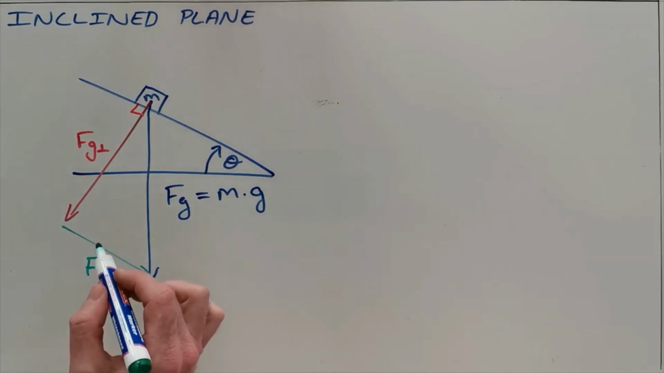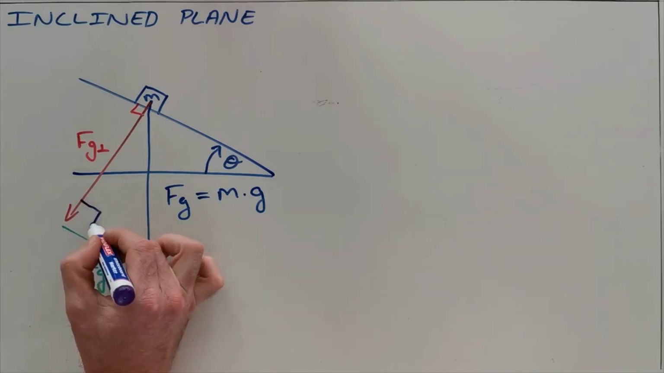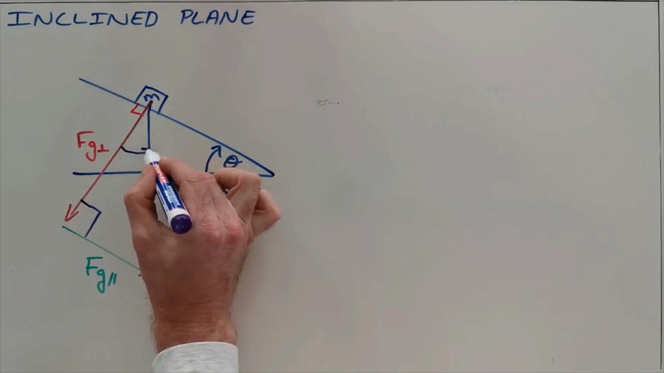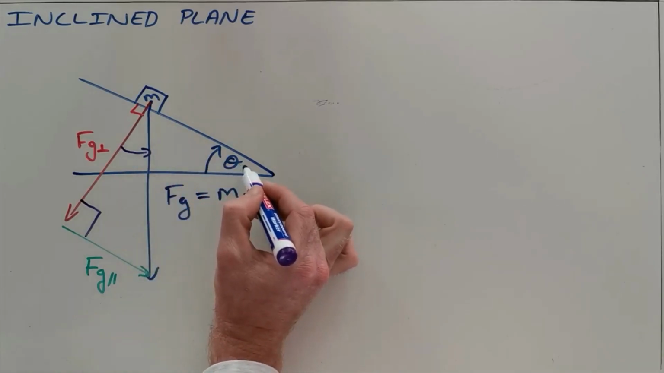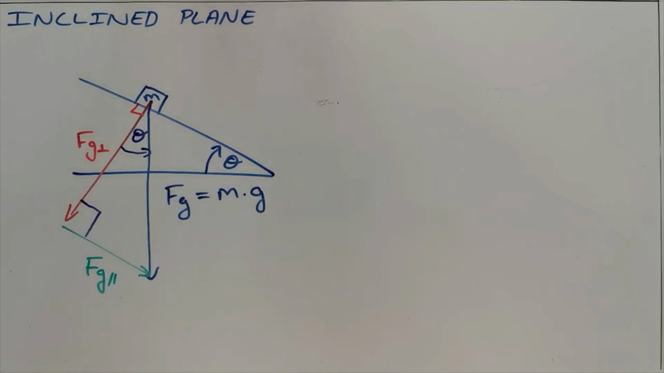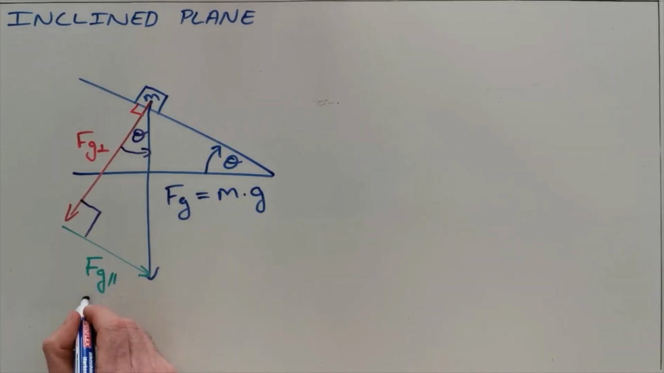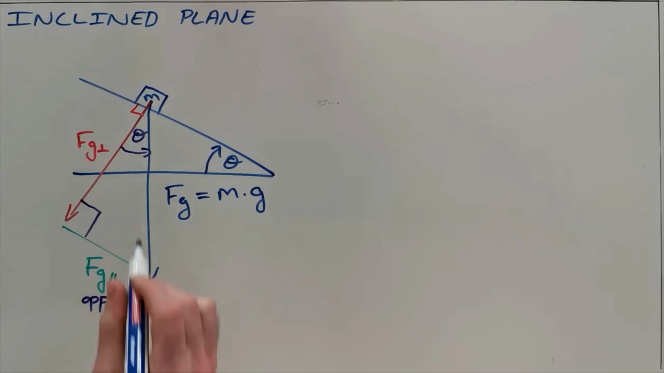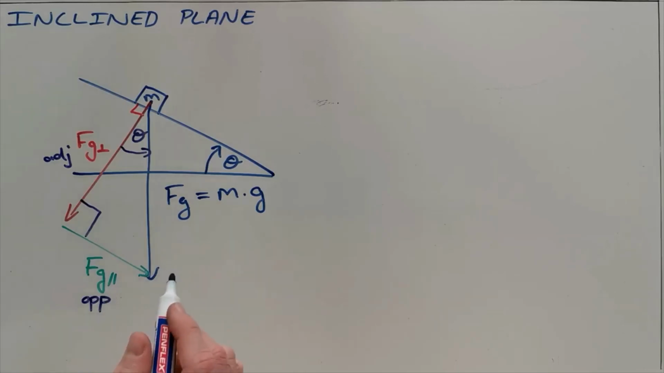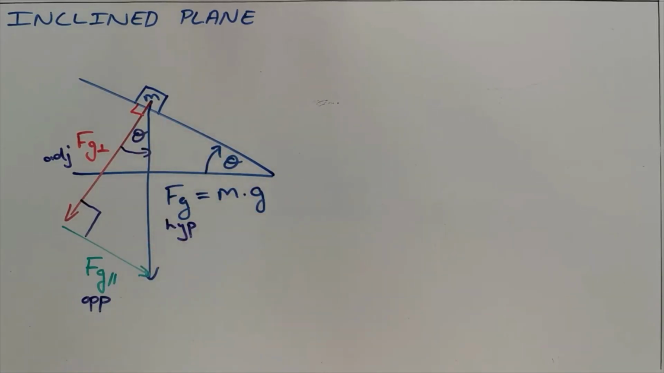What we have now done is we have created a right-angled triangle, with the right angle being here. We can use geometry to find that this angle theta that the slope is inclined at is also equal to this angle theta over here. And now that we have a right-angled triangle, we can see that the side opposite to it is Fg parallel, the side adjacent to it is Fg perpendicular, and the hypotenuse is the original force of gravity.